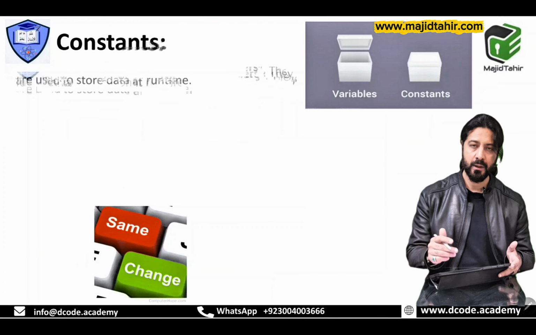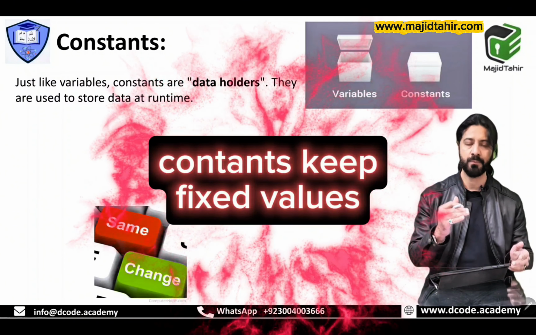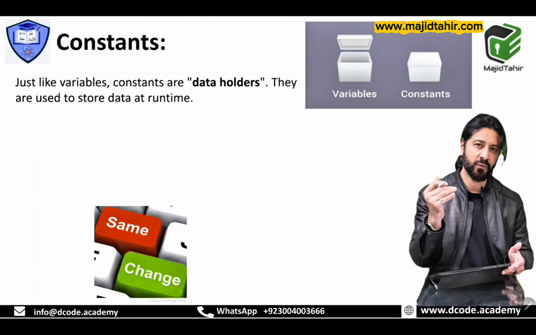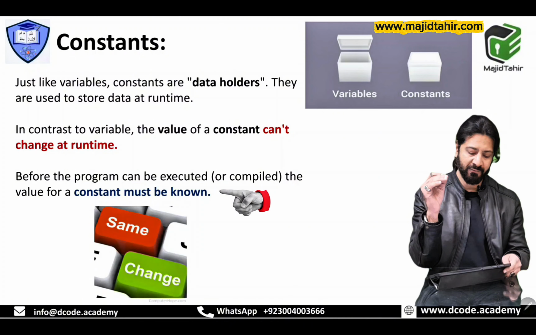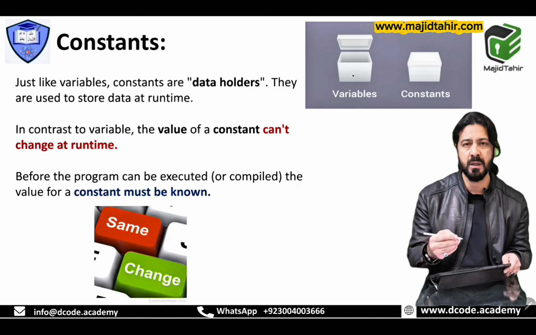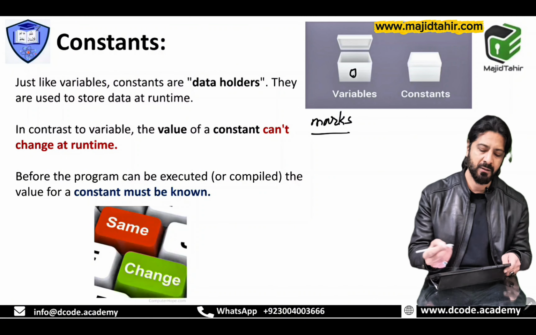Then we have constants. Now a constant is just like a variable. They are data holders. They can hold some value, but the value of the constant does not change while the program is running. So the value of the constant will stay the same while the program is running. Before the program is executed, the value of a constant must be known. Normally, when a programmer is making a variable, programmers initialize the variable's value as 0. For example, if a programmer is making a variable of marks, normally it has 0, then the user inputs something in it. The user inputs his marks.